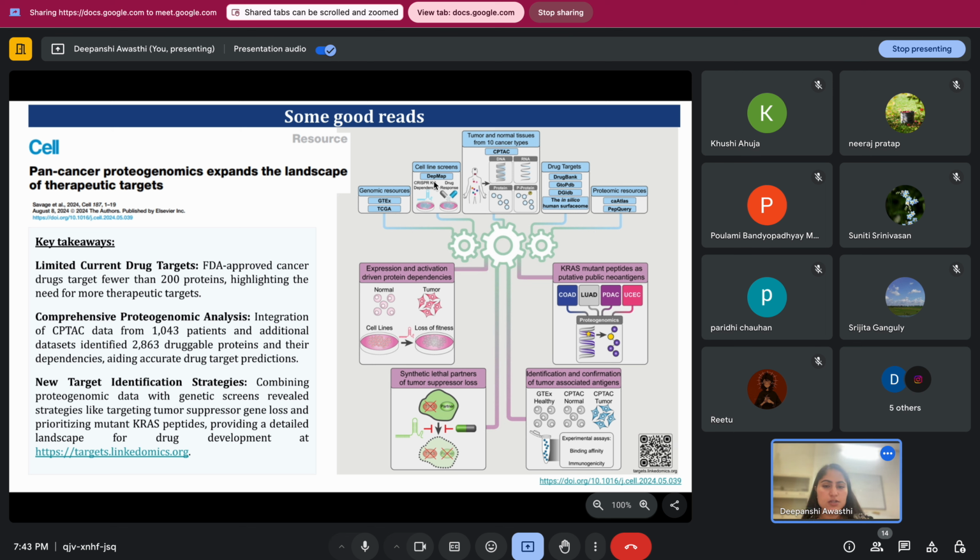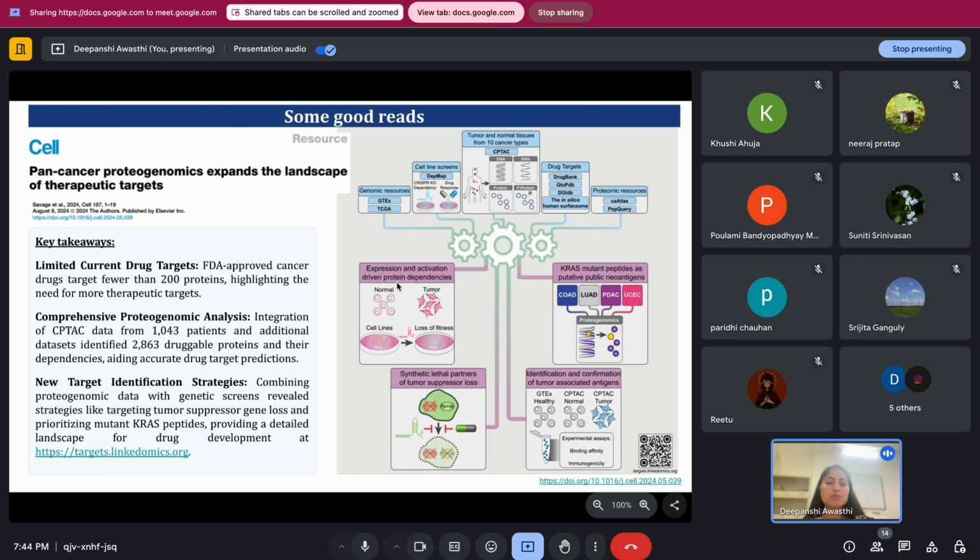Then cell line screens. So DepMap is used, in which knockdown and drug response have been checked. This information is obtained from DepMap. Then CPTAC, which is used for taking tumor and normal tissue information from 10 cancer types. Then drug targets have been obtained from DrugBank, and other resources which provide drug target information. And then proteomic resources, which will tell you about the proteins that are present, such as the Cancer Atlas and PepQuery. They have protein-based information, whereas GTEx and TCGA have genomic-based information. All these resources have been combined, and then analysis has been performed to identify the different biomarkers.